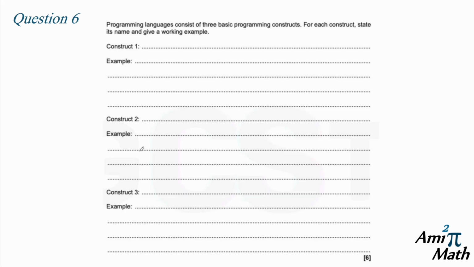Okay, question 6. Programming languages consist of 3 basic programming constructs, which we've talked about earlier. For each construct, state its name and give a working example. Let's start with branching. You could pick any example by the way, but just remember for each of them the different types of statements that go with it. So for example, with branching and selection, you have the if statement. So if age is greater than 17, print you're an adult. Quite simple, you only need a line or two. It doesn't need to be a whole page full of code.